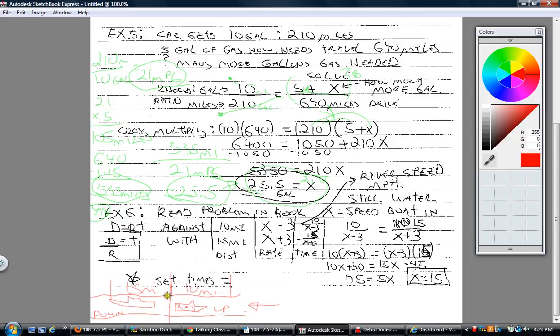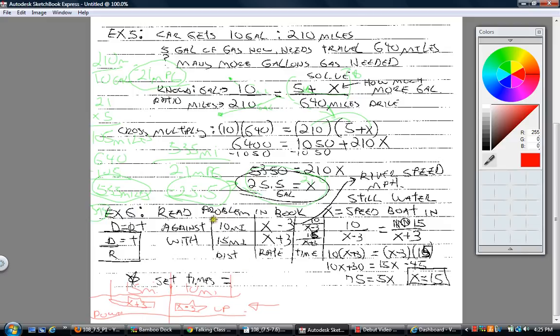What if you're going with the river? You're going whatever the cruise control is set on a boat, but you're taking that and you're working with the river, going downstream. It's helping you, so it's x miles per hour plus 3 miles per hour for the river. Okay, now the key moment in this problem here is it says it took the same amount of time to go upstream as downstream.